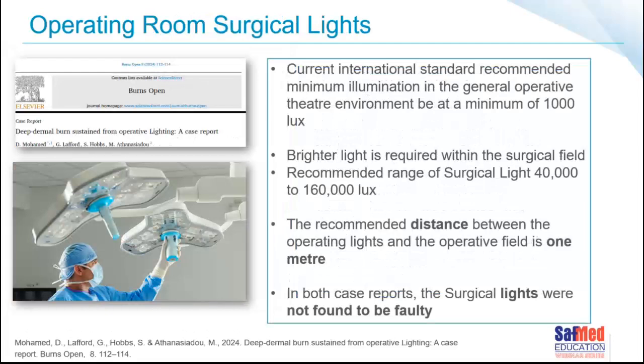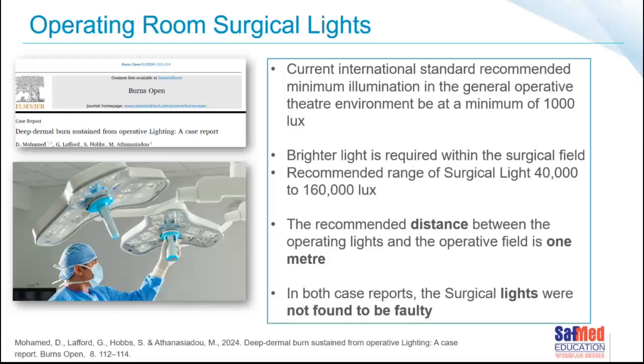In this publication, they talk about some other important factors around lighting, and they remind us about the current international standard recommendation of a minimum of 1,000 lux of light in the operating theatre environment itself, which of course is in line with the South African standards. So that was quite nice to see. They talk about brighter light being required within the surgical field. Of course, we know that. And that the recommended range for surgical lighting is between 40,000 and 160,000 lux.